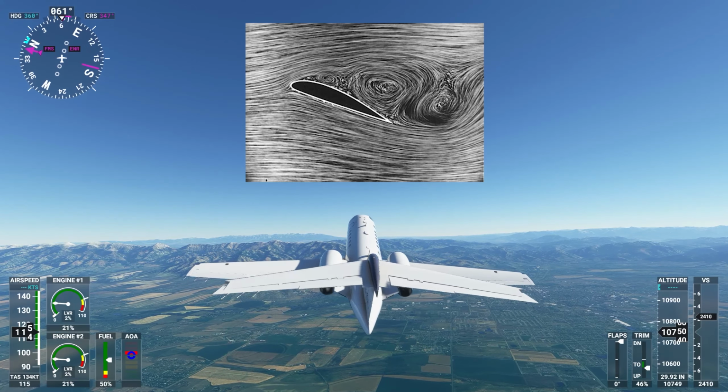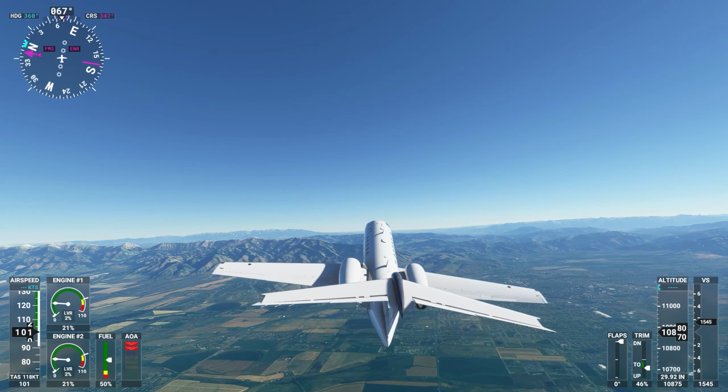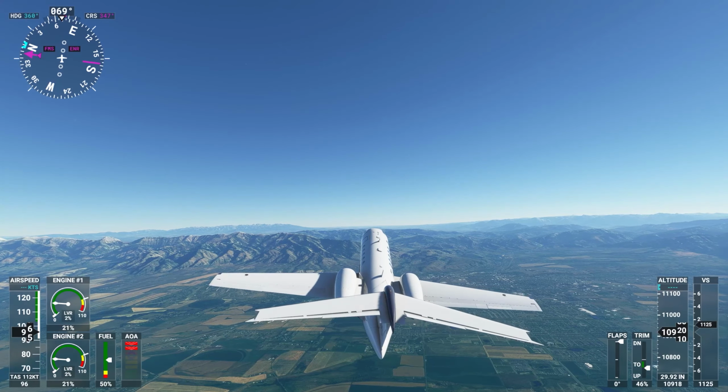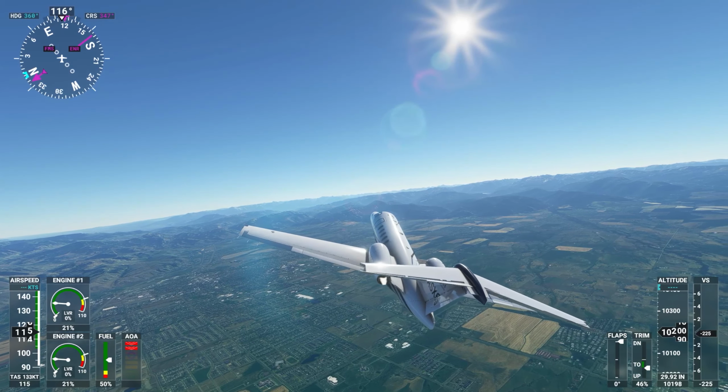Because flow separation is a function of the boundary layer of the flow going over the airfoil, the critical angle of attack is actually more dependent on the Reynolds number than the geometry of the airfoil itself.